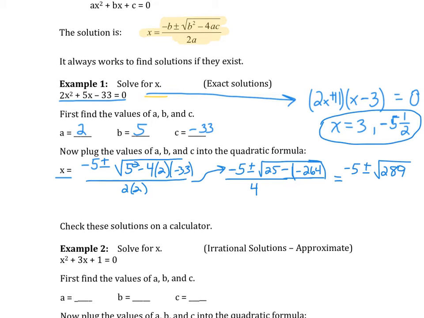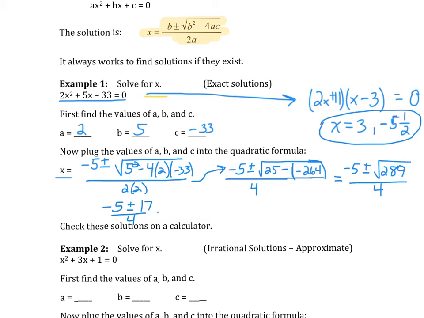Now for some of you that may be jumping out, 289 is a perfect square. I'm going to rewrite over 4. So I'll continue my work down here to the left, below what I had before. So the square root of 289, like I said, perfect square. Anyone know what it is? 17. And now we're to a pretty simple point. We have negative 5 plus or minus 17 over 4.